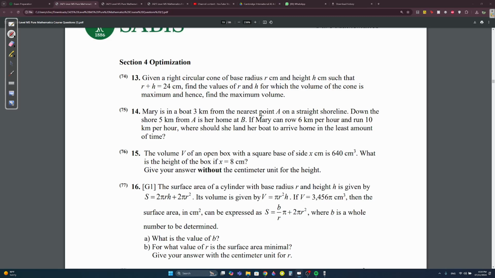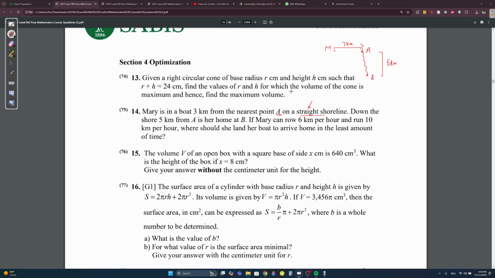Basically, Mary's in a boat about 3 kilometers from point A on a straight shoreline. So Mary's here, and there's the shore over here, right? And this is point A. So she's 3 kilometers away. Down the shore, 5 kilometers from A is her home at B. So over here is B, and this is 5 kilometers.